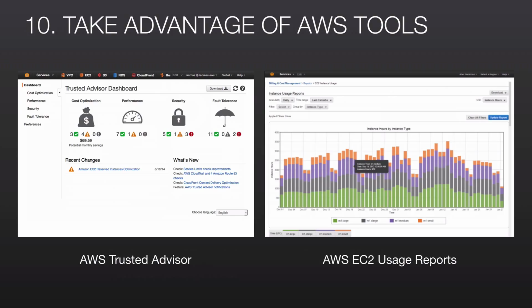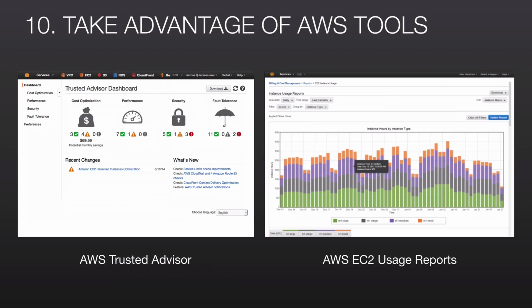In addition, a reasonably recently introduced feature, AWS EC2 usage reports, will enable you to see your EC2 usage over time by instance type, and this can, as I've said earlier, help you determine whether or not using reserved instances might be a good technique for you to take advantage of to optimize your costs.